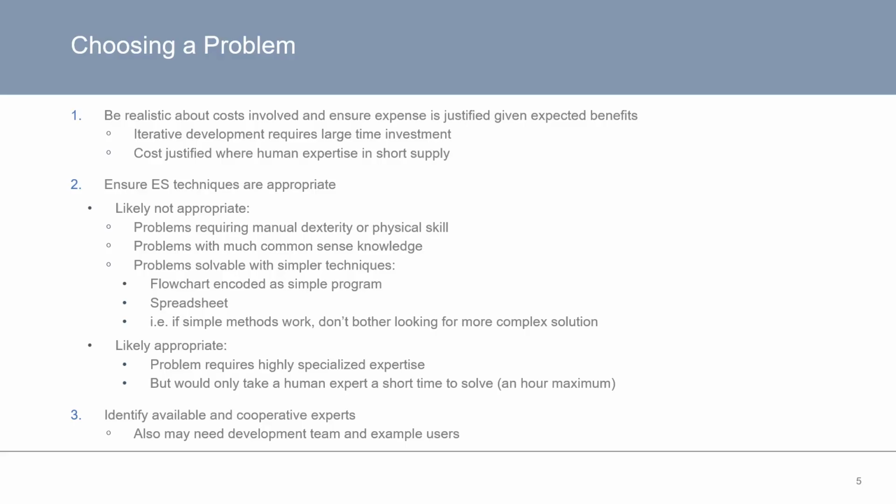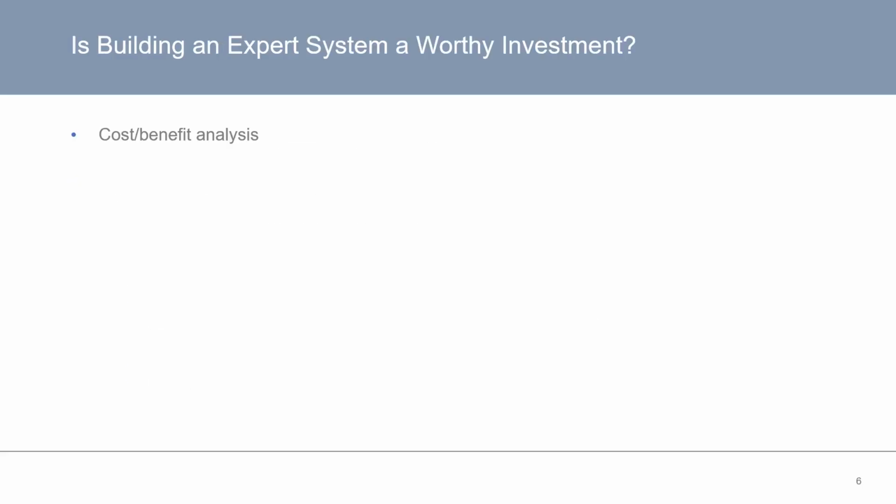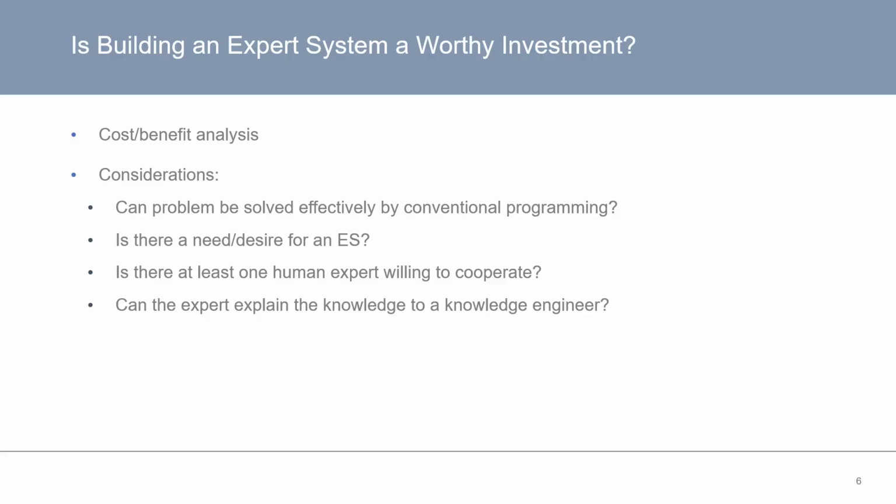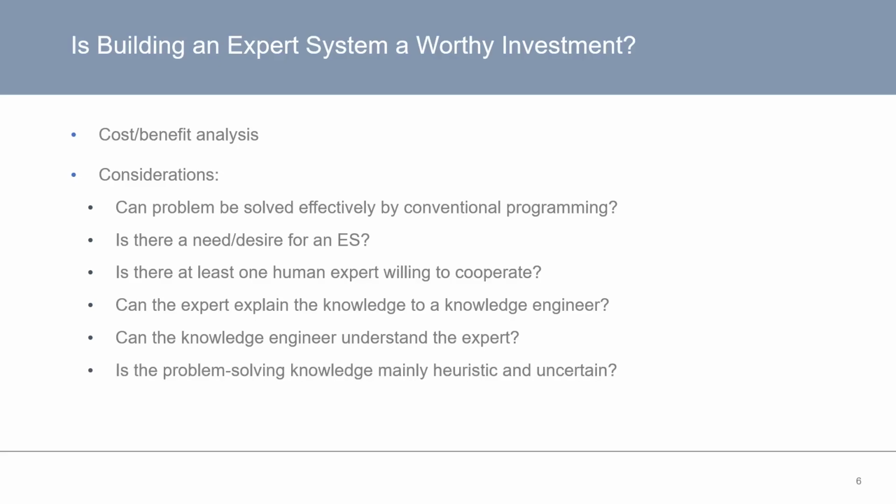When deciding whether building an expert system is a worthy investment, you'll want to start with a cost-benefit analysis and include considerations such as, can the problem be solved effectively by conventional programming? Is there a need or desire for an expert system? Is there at least one human expert willing to cooperate in its assembly? Can that expert explain the knowledge to a knowledge engineer? Can the knowledge engineer understand the expert? Is the problem-solving knowledge mainly heuristic and uncertain? And are the time and monetary costs going to pay off?